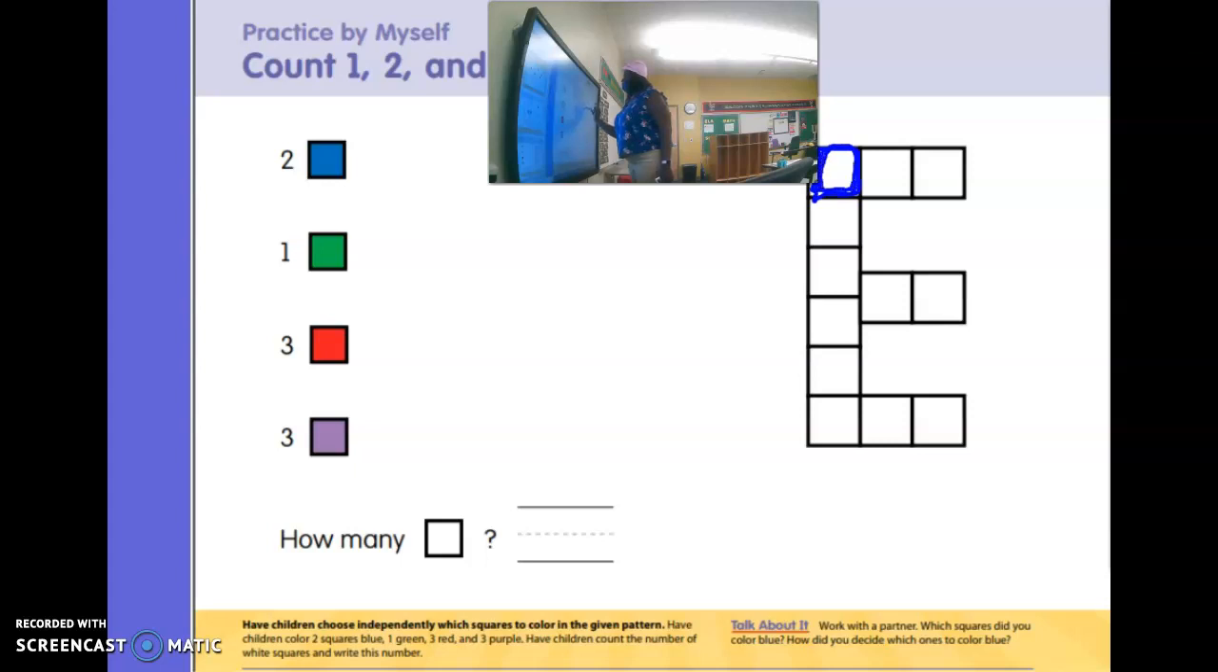Color 2 of our boxes blue. Okay, now we need 1 green. Now it said we need 3 reds.